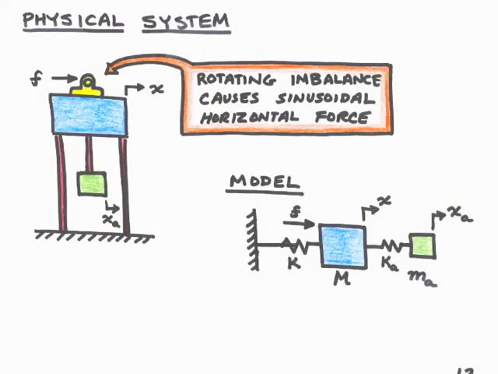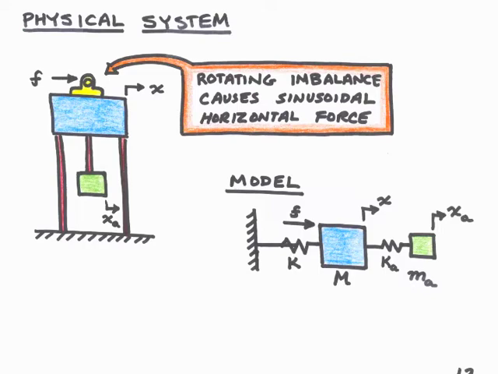So here's a cartoon of our physical system and the mechanical systems model. In the cartoon, we have the rotating imbalance on top, and you can see there's the force from the rotating imbalance. I've drawn it acting in the horizontal direction because that's the direction in which we see the imbalance causing the platform to move. The motion of the platform here is called x. Hanging down below is the absorber, and its motion is labeled xa.